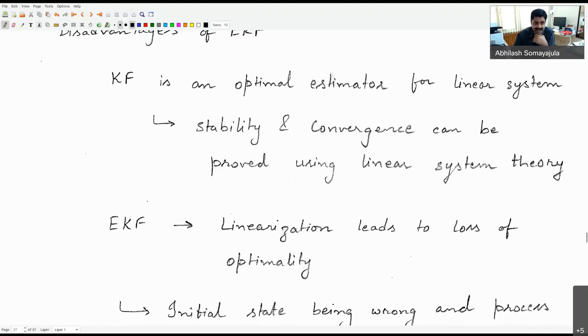Remember that when we had the Kalman filter, it was an optimal estimator for the linear system, which means that stability was guaranteed, convergence was guaranteed. But when I use the extended Kalman filter, the linearization leads to a loss of optimality. The solution which I get need not be the optimal solution anymore. It may not be the best estimate of the state. It is some estimate of the state, but it need not be the best estimate. I can't prove that it is optimal.